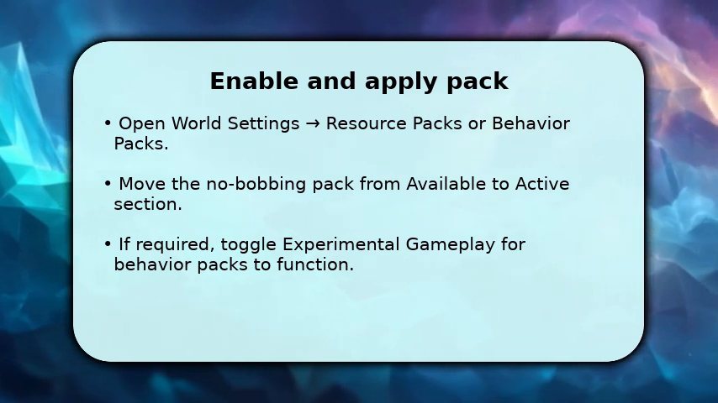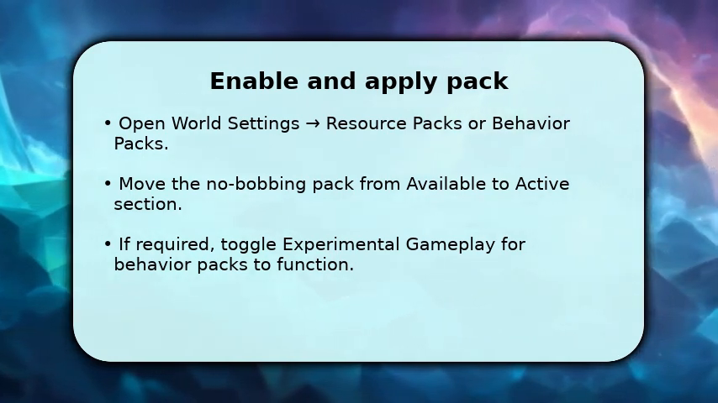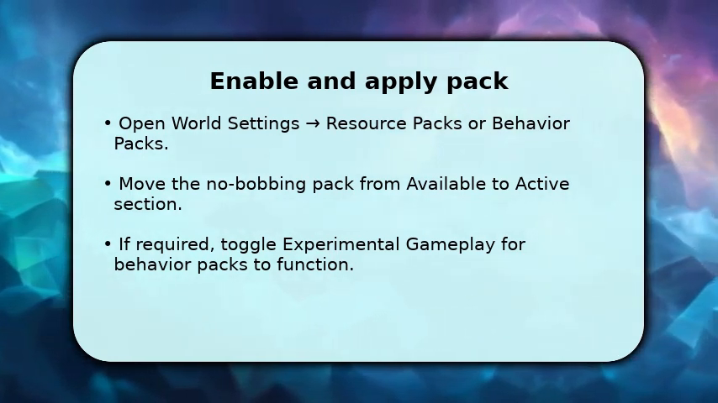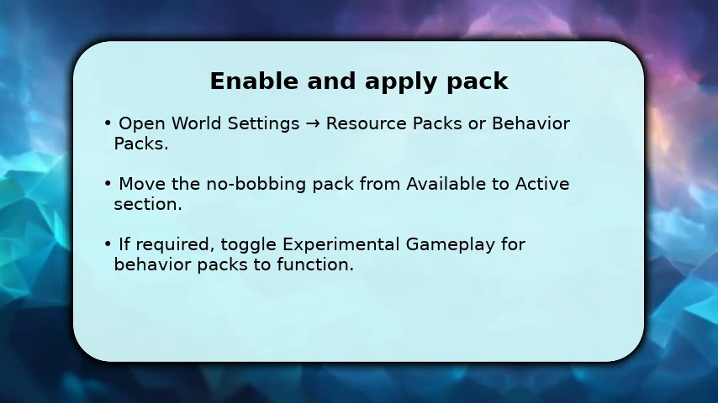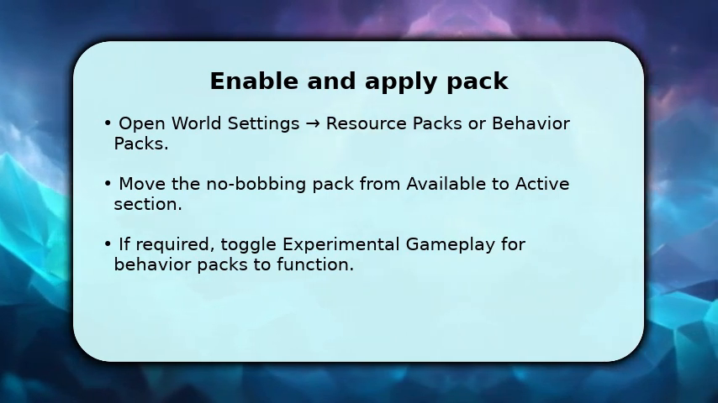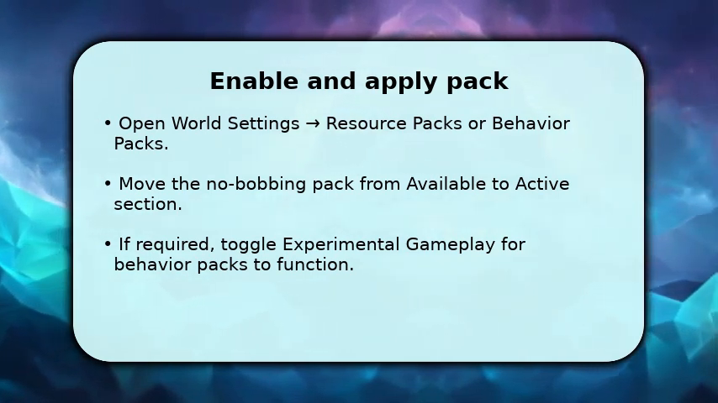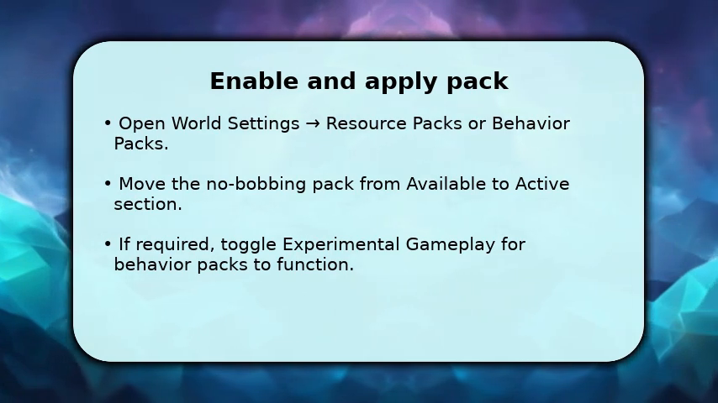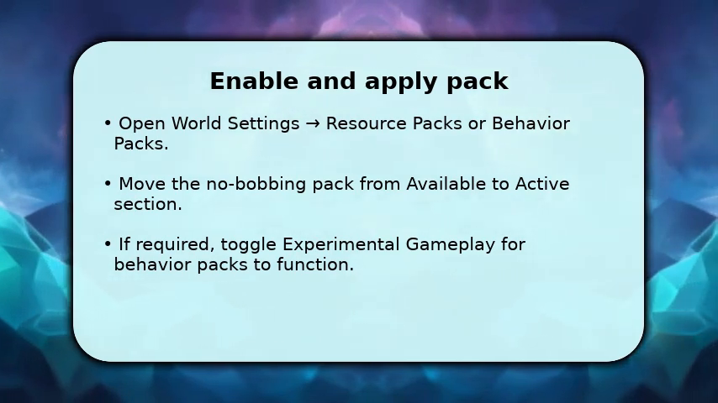Make sure to enable experimental gameplay if the pack requires behavior changes. Some animation overrides depend on that flag. After applying, save settings and start the world. This ensures the game's player animation controller is replaced, and the bobbing stops while you move and look around.